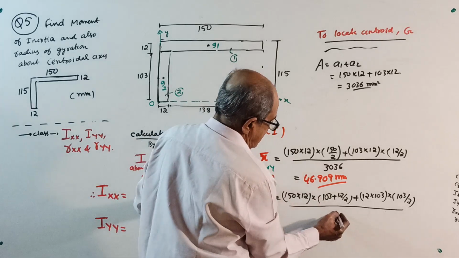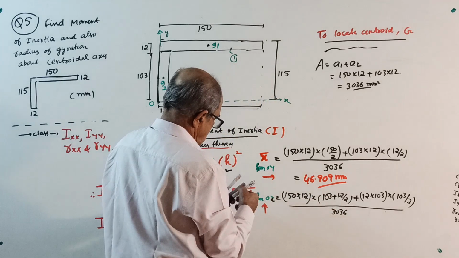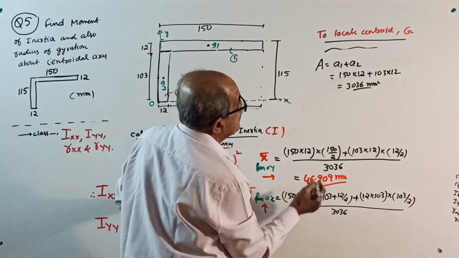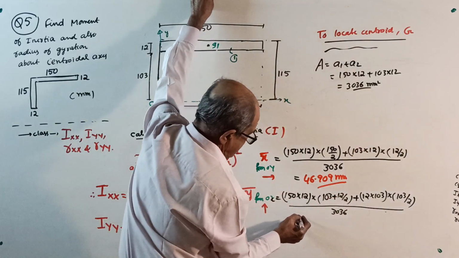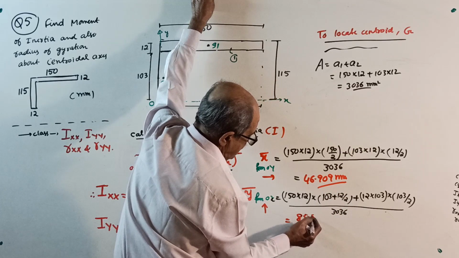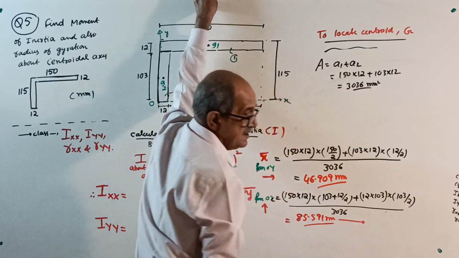Divide by total area. How much? 3036. You will get the y bar. It will come, the answer, 85.591 millimeter. Okay.